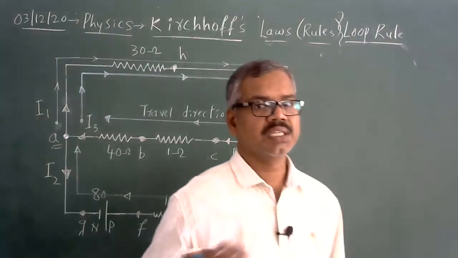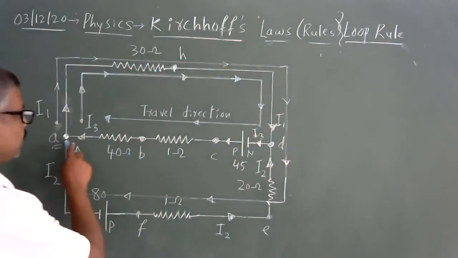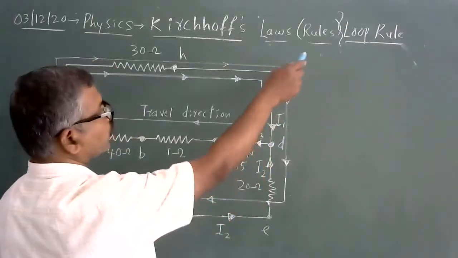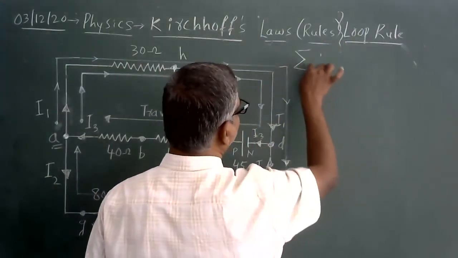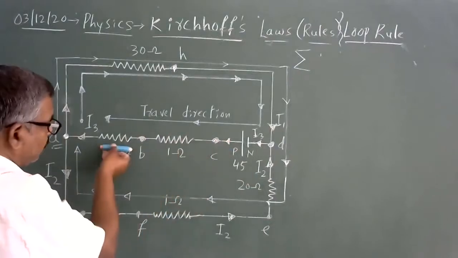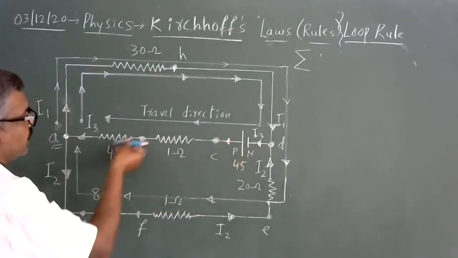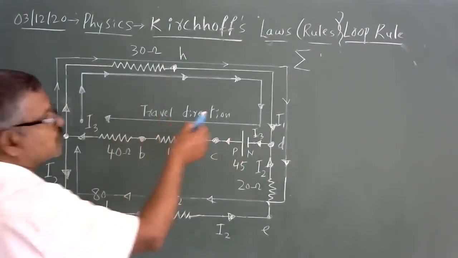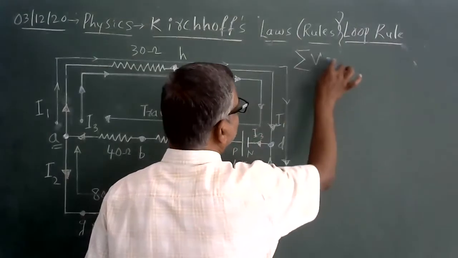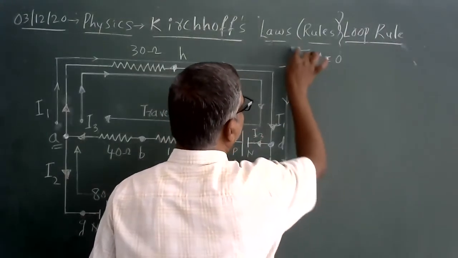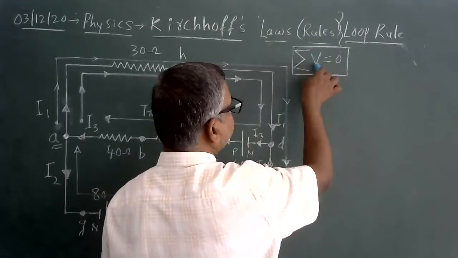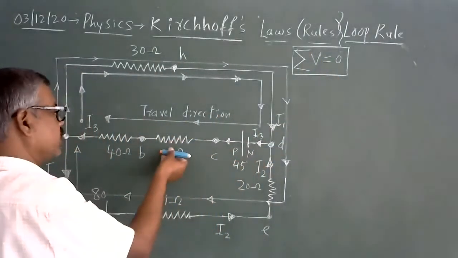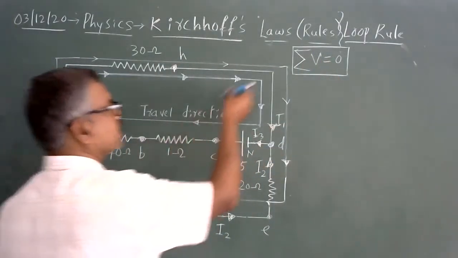As the first part, we studied the junction rule at junction A and junction D. Let me go to the loop rule. The loop rule says that the algebraic sum of EMFs and potential differences across the resistors is equal to 0. This is mathematically written as the sum of V equals 0.